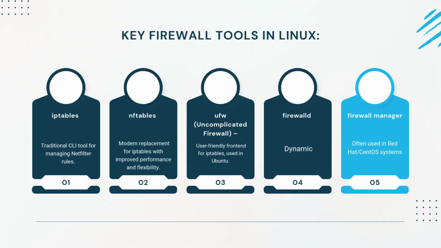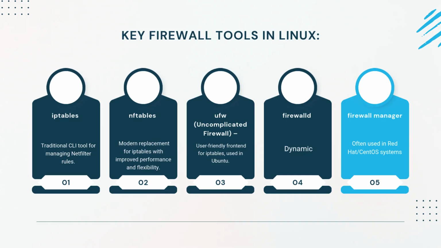Then we have UFW, which stands for Uncomplicated Firewall, and it lives up to the name. It's a simpler, more beginner-friendly interface that sits on top of iptables. It's great if you're using Ubuntu or just want something that's quick and easy to manage without diving into long command chains. You can do things like allow or deny ports with just one line.